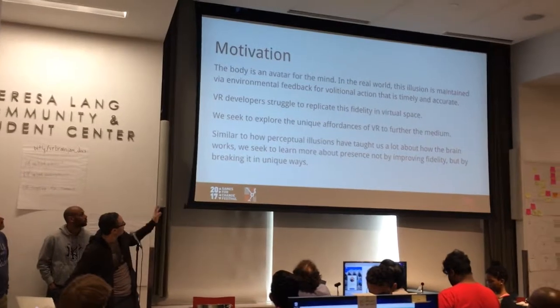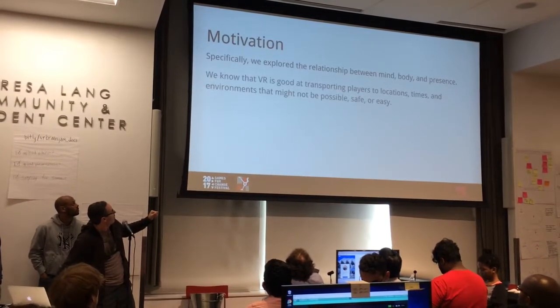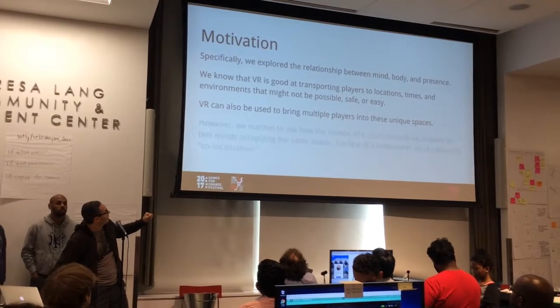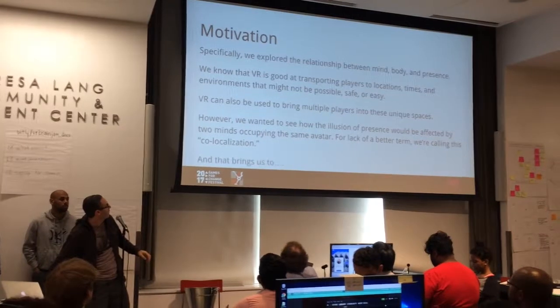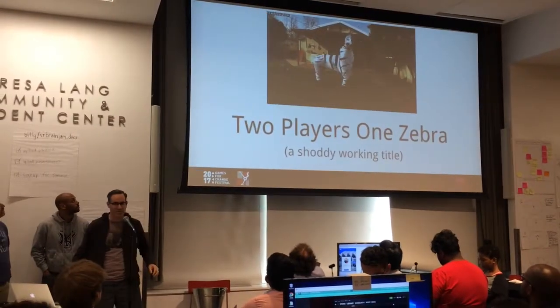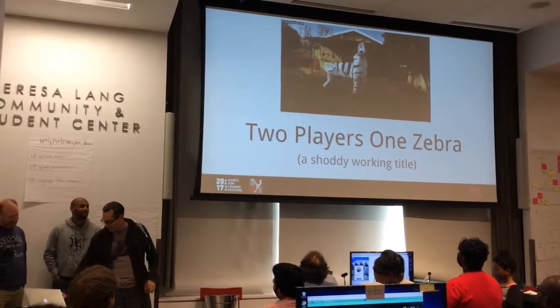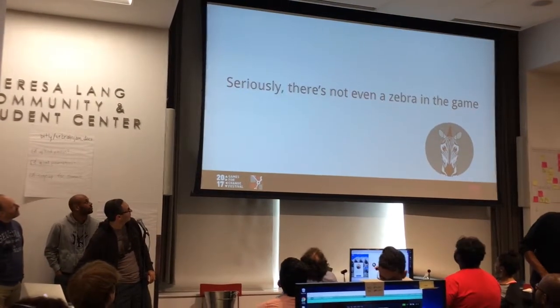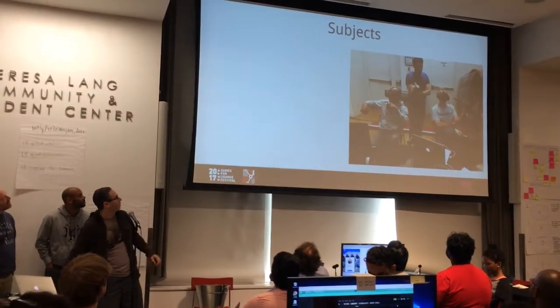essentially, where we tried to put two players in one avatar. Right now we're calling this co-localization, it's a terrible name, but the code name for the game is two players, one zebra. So the idea is that two players, we don't have a really good picture of the setup here. There's not even a zebra in the game, it's kind of lame. But okay, here we go.